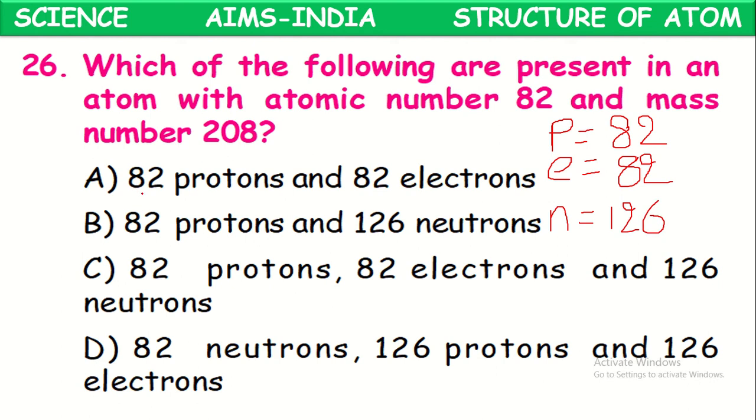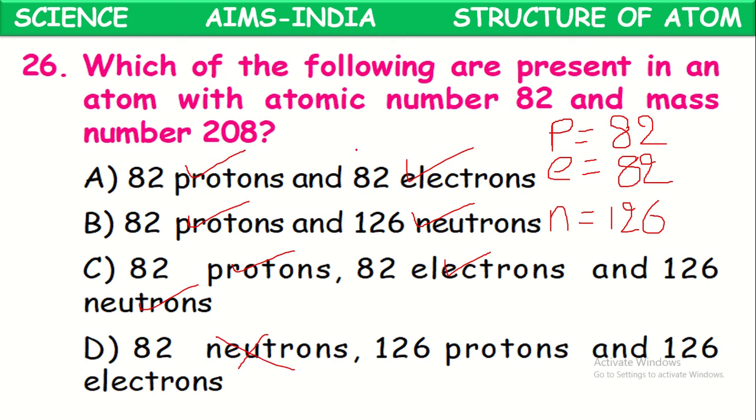It has 82 protons and 82 electrons. So 82 protons and 126 neutrons. This is also correct. And next, 82 protons, 82 electrons and 126 neutrons. If we see the fourth one, 82 neutrons, it is wrong.